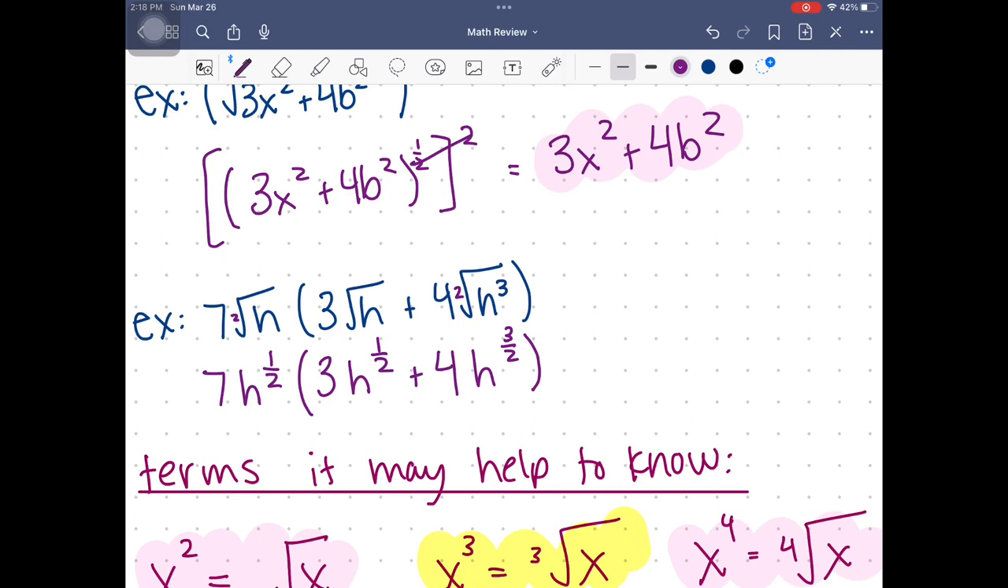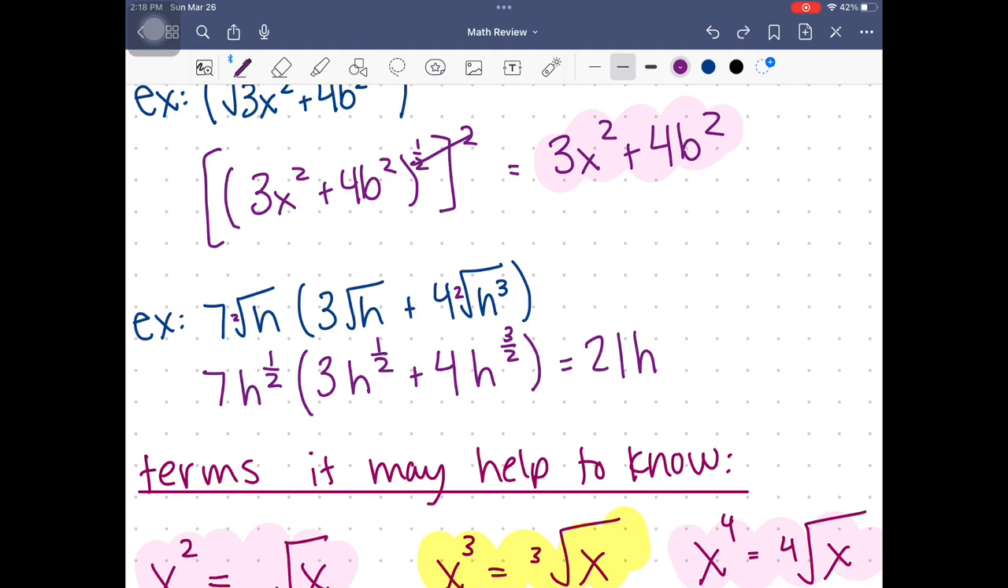Once we get here, we are multiplying these terms, okay? So if we were to distribute, we would distribute like this, correct? Since we are multiplying the terms, we need to add the exponents, okay? So let's start. We're going to do 7 times 3, which is just 21. And then we add our exponents. So we're going to have h to the 1/2 plus h to the 1/2. 1/2 plus 1/2 is just going to be 1, so this is h to the first. Technically, you don't need that 1.